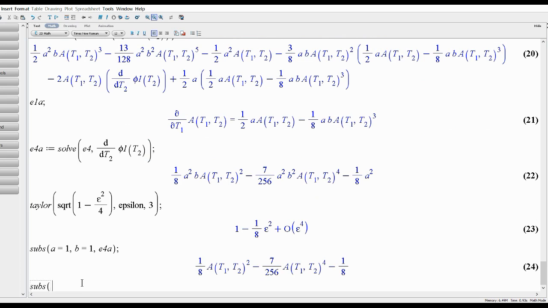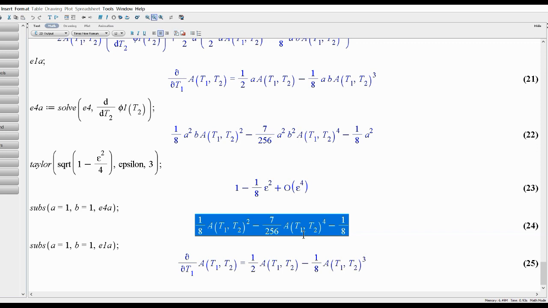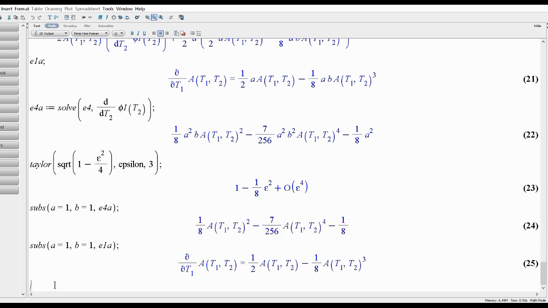Substitute A equals 1, B equals 1 in E1A. When we do that, what is the solution? A equals 2 is the equilibrium solution for the oscillator. So when I come here and put A equals 2, then I find the frequency for the van der Pol oscillator, and we will stop there.